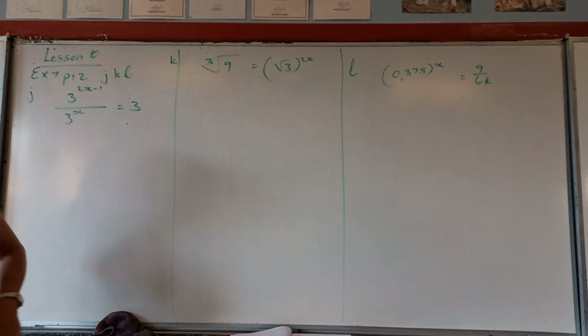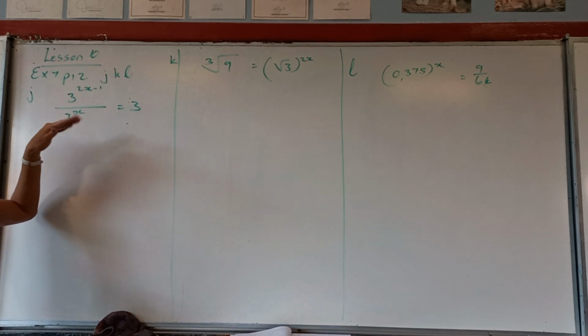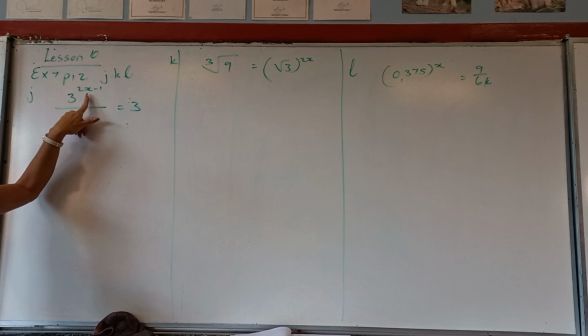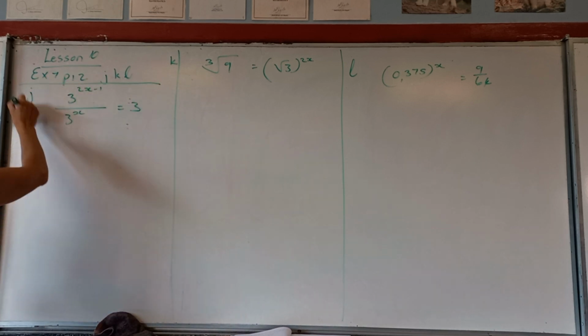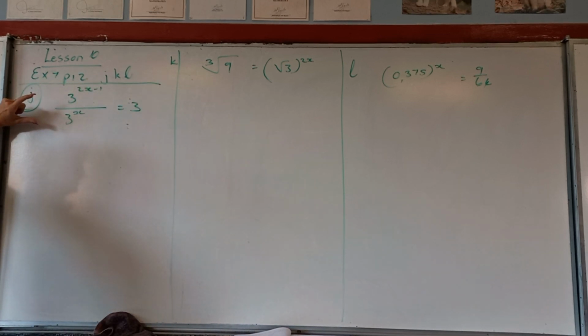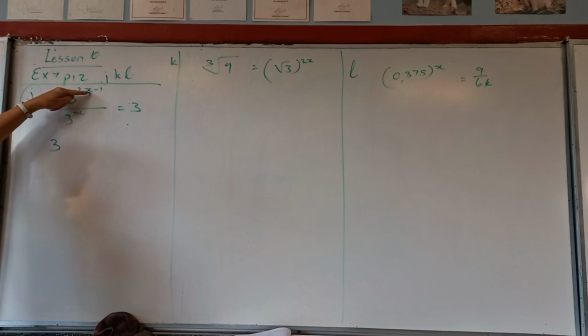Exponential equations. Why is it an exponential equation? How do you see that it's an exponential equation? Because there are x's in the exponent. So when we do this exponential equation, we take the rule that says the bases are the same and keep the base, and we subtract the exponents.